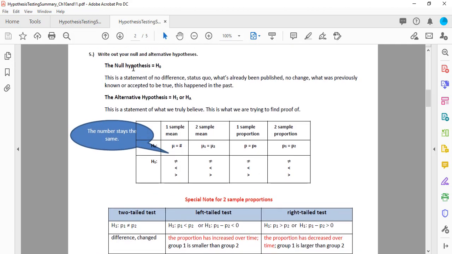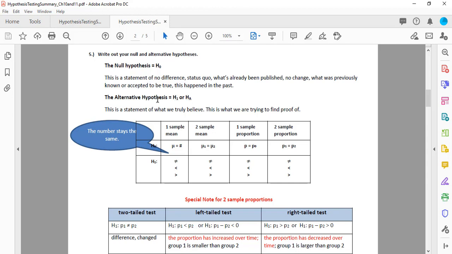After that, write out your null and alternative hypotheses. Your null hypothesis is always your status quo, your statement of no difference. It's already been published. It's something that hasn't changed. This is your baseline group. This is what you would think of kind of like in experimental design, your control group. So it's what you've always done, what's already been published, what's already established is no different from what you've already done in the past.